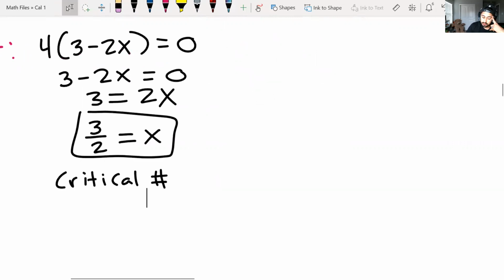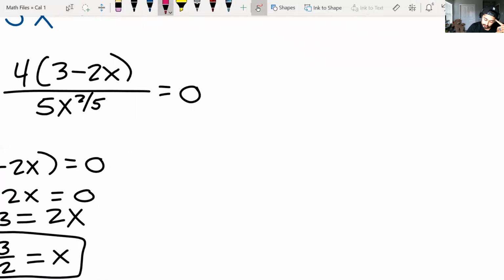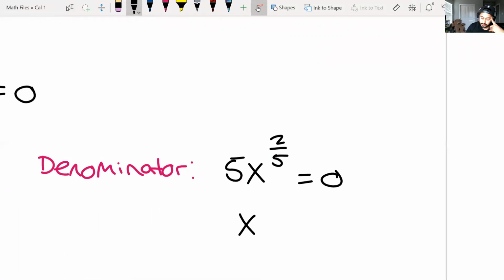Okay, and then I want critical numbers from the denominator. So I'll go there next. Denominator. Hopefully that's about right. And I take the denominator, 5x to the 2/5, and I set it equal to 0. I divide by 5, and I'm left with x to the 2/5 equal to 0.